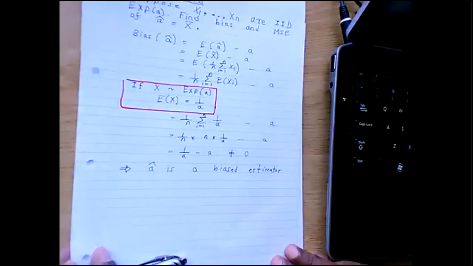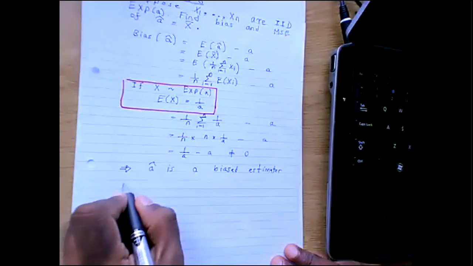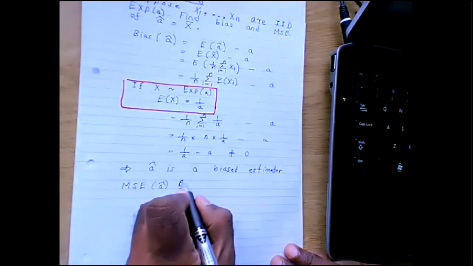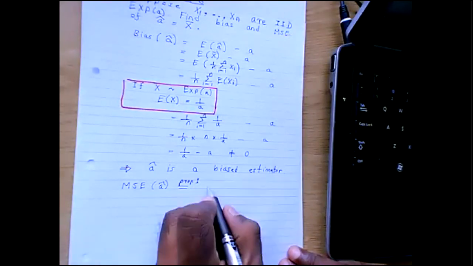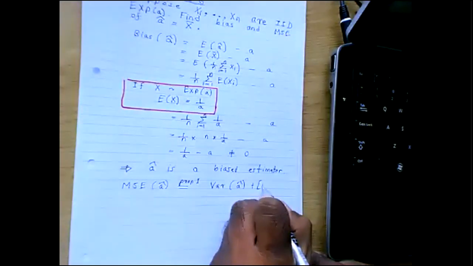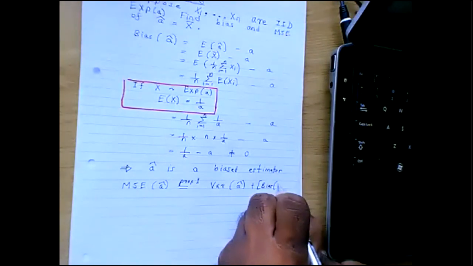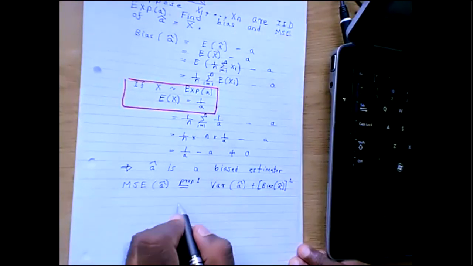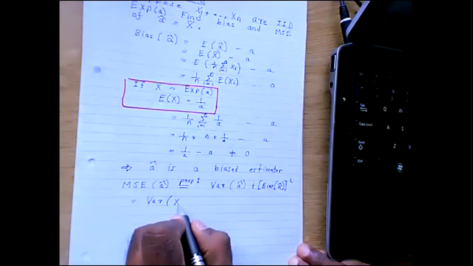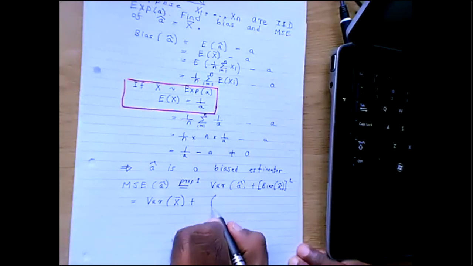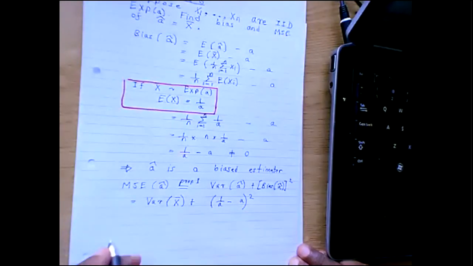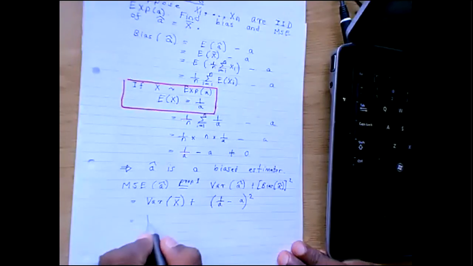Now to find the MSE of A hat, once again, I'm going to use property 1, which says that this is the same as the variance of A hat plus the bias of A hat squared. All right. So this you can write as the variance of X bar plus the bias, which we already know is 1 over A minus A, squared, right?